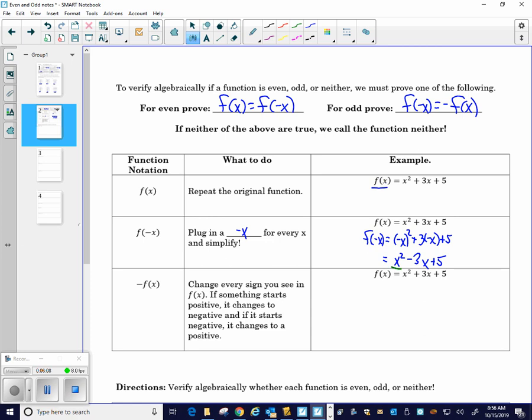x squared minus 3x plus 5 is not exactly the same as that because of the minus 3x and the plus 3x. So this is not even.